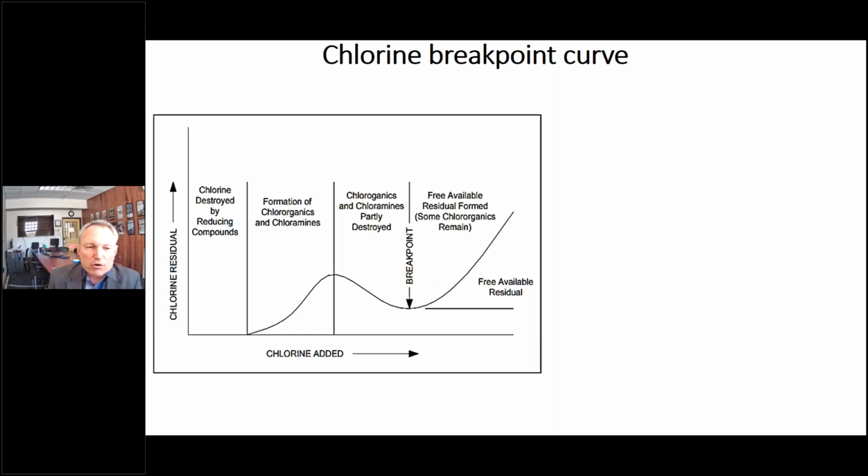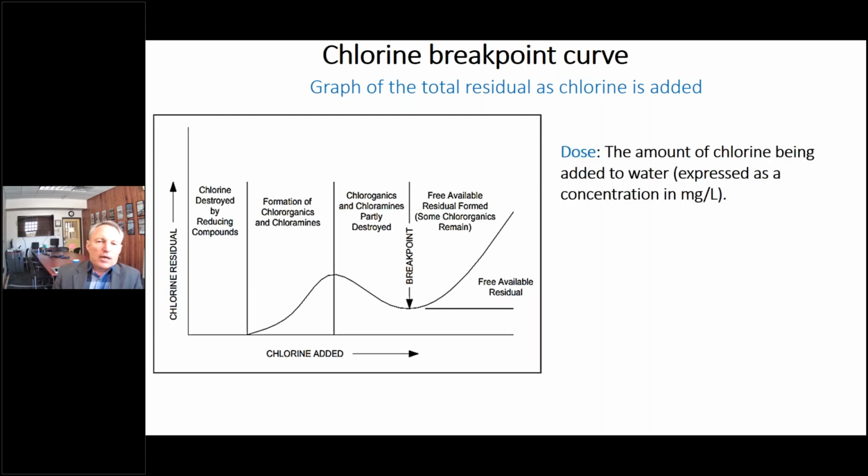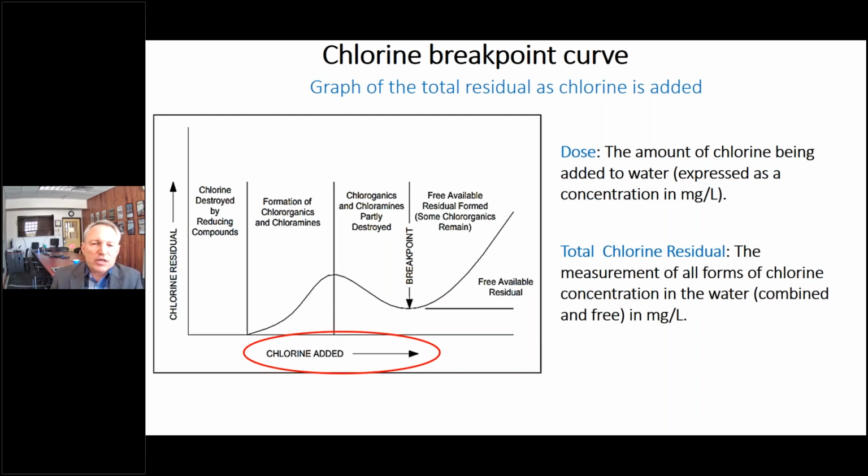So looking at the chlorine breakpoint curve. Now, what is this curve? It's basically a graph of the total residual as chlorine is added. So as we add chlorine, what do we measure in terms of total residual? The concepts we're going to take away from this slide is, first of all, the dose is the amount of chlorine added to water as a concentration in milligrams per liter, and milligrams per liter is the same as parts per million. So as we see on the x-axis, we're looking at the chlorine concentration going up, or more chlorine being added. Now we're also going to look at the total chlorine residual that we measure as a result of adding this chlorine. We also measure total chlorine residual in milligrams per liter, and that's on the y-axis of the graph.